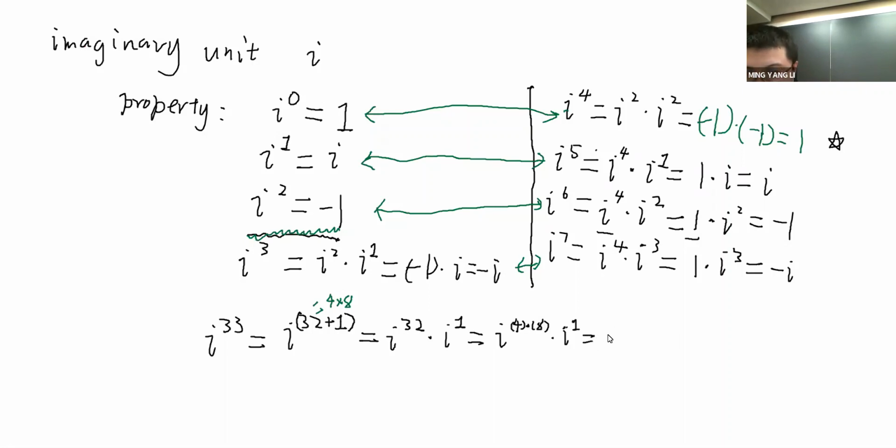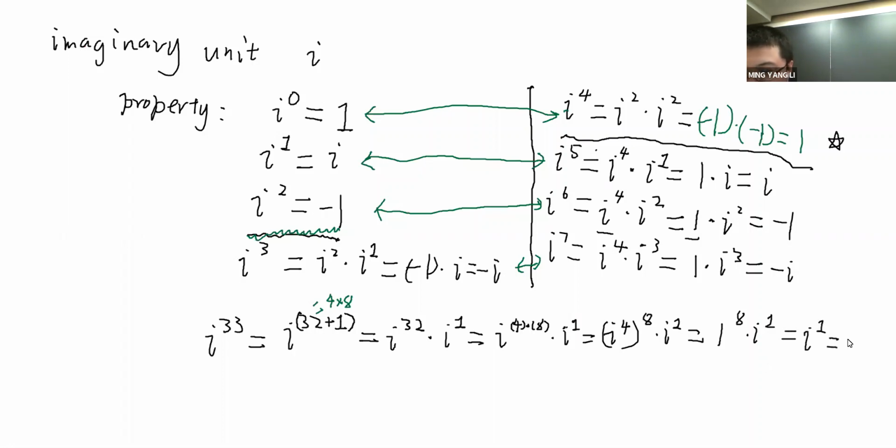And 4 times 8 as exponent is i to the power of 4, then to the power of 8. Because we know i to the power of 4 here is equal to 1, this is 1 times 1 to the power of 8 times i to the power of 1. And 1 to the power of any number just equals 1. So this is just equal to i to the power of 1.